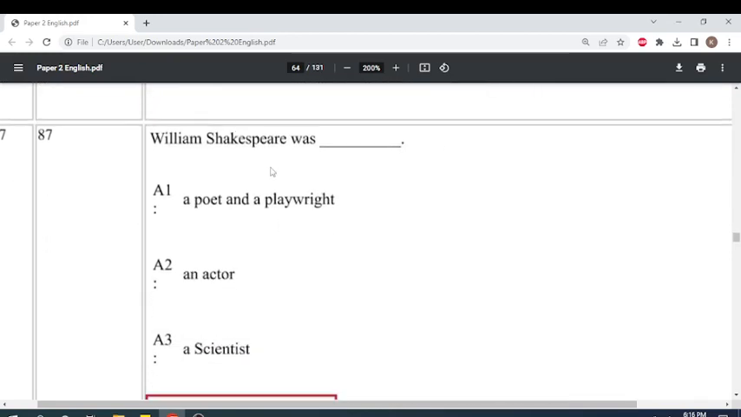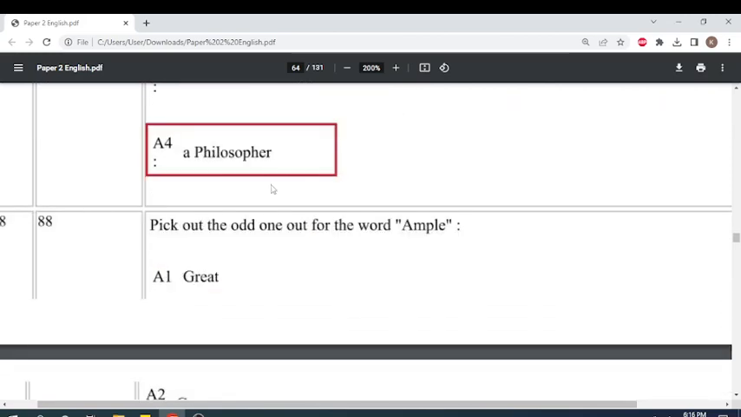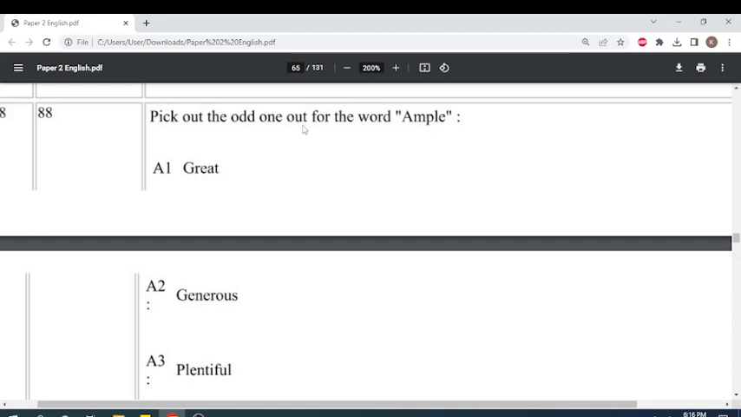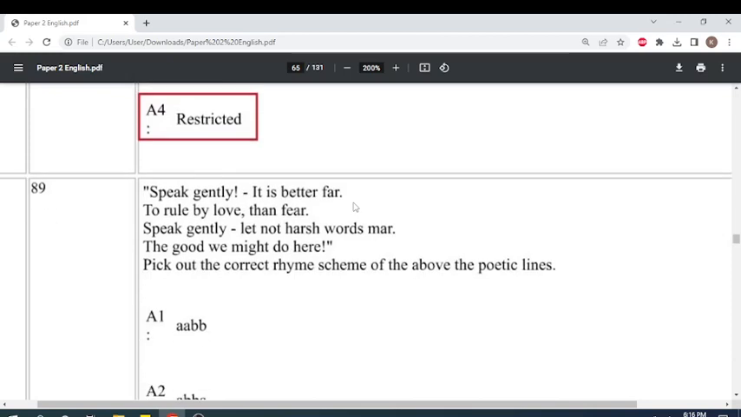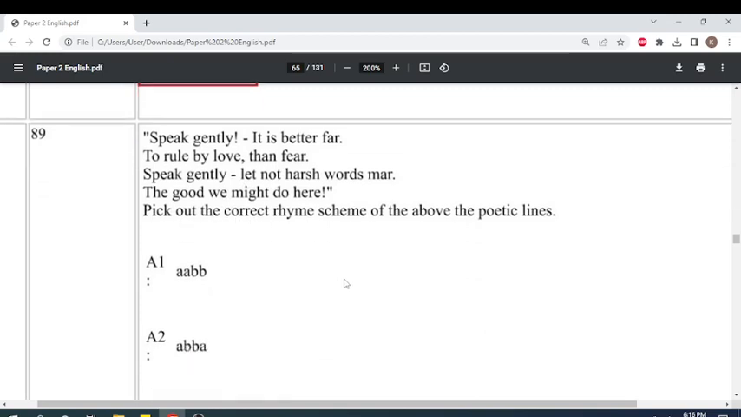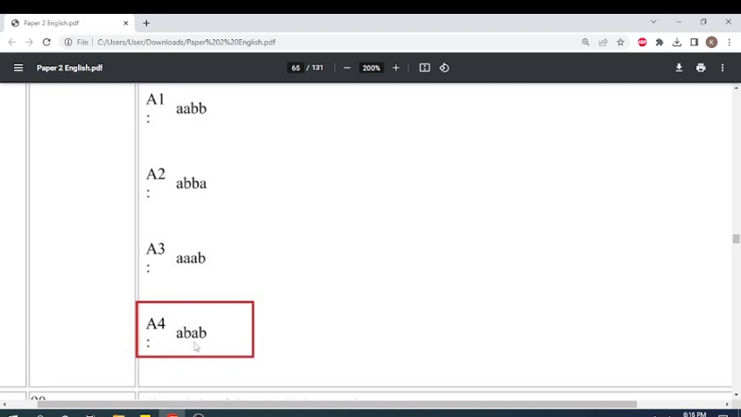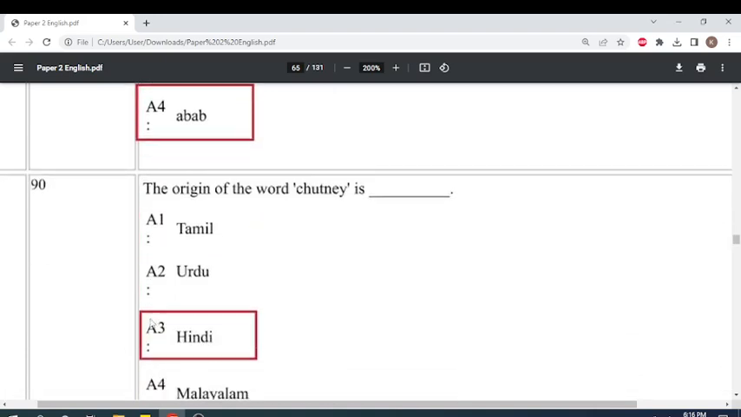87. William Shakespeare was a philosopher. 88. Pick out the odd one out of the word ample. Answer: A4 restricted. 89. Speak gently, it is better far to rule by love than fear. Speak gently, let not harsh words mar the good we might do here. Pick out the correct rhyme scheme of the above poetic lines. Answer: A4, ABAB. 90. The origin of the word chutney is dash, Hindi.